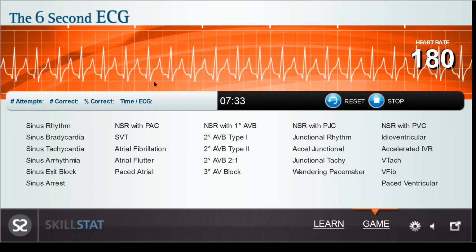What's the drug of choice for SVT? Adenosine. What's the mnemonic? VAC. Vagal maneuver. If that doesn't work, adenosine, 6 milligrams rapid IV push. It's going to cause asystole for a few seconds. And then if that didn't work, you're going to try 12 milligrams rapid IV push. And if that didn't work, then you're going to try cardioversion.